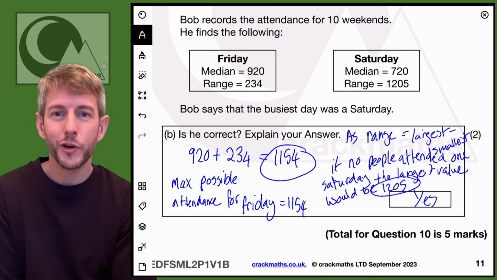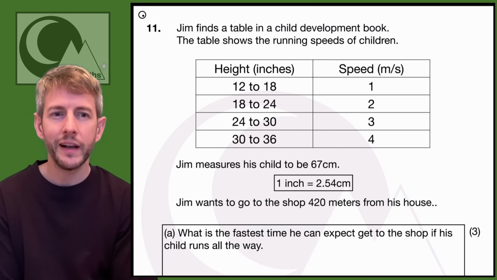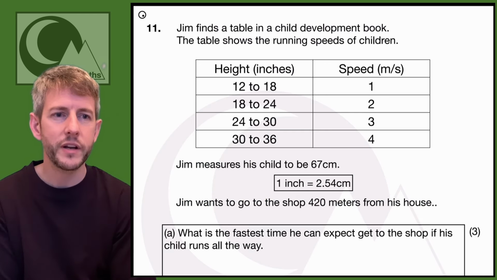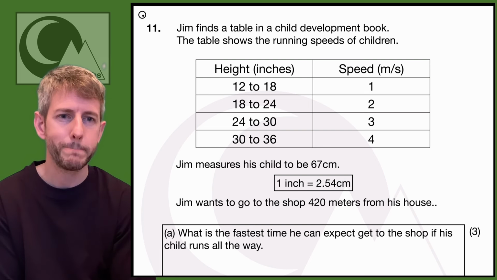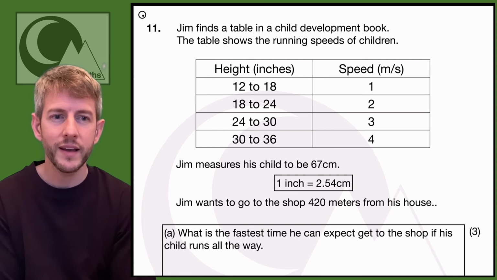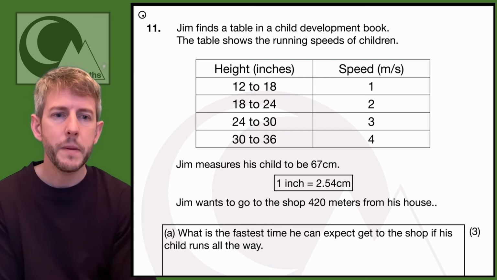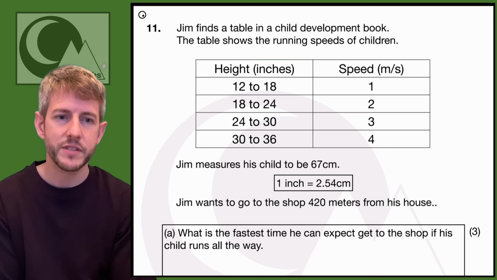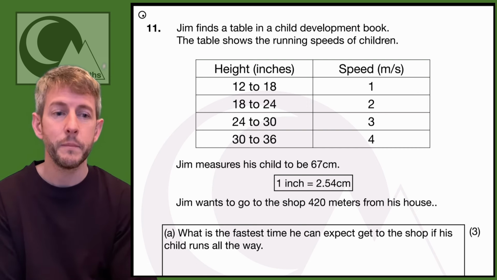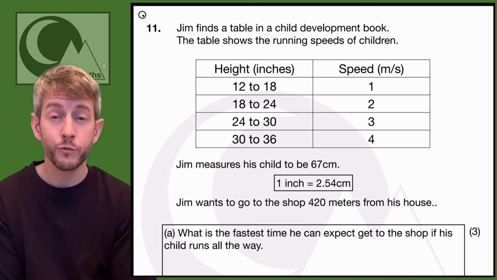Okay, let's look at question 11. Question 11 says, Jim finds a table in a child development book. The table shows the running speeds of children. We've got the table here; it has the height in inches and the speed in meters per second. Jim measures his child to be 67 centimeters. Jim wants to go to the shop 420 meters from his house. What is the fastest he can expect to get to the shop if his child runs all the way?